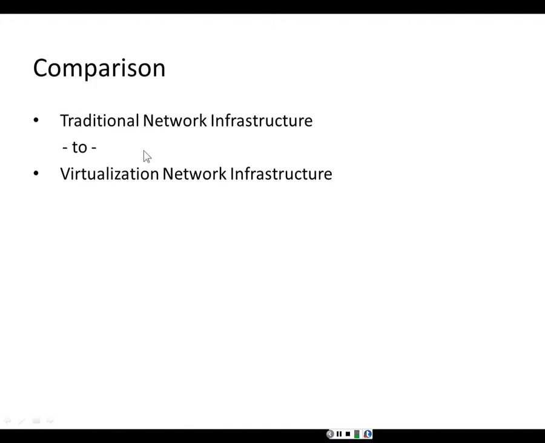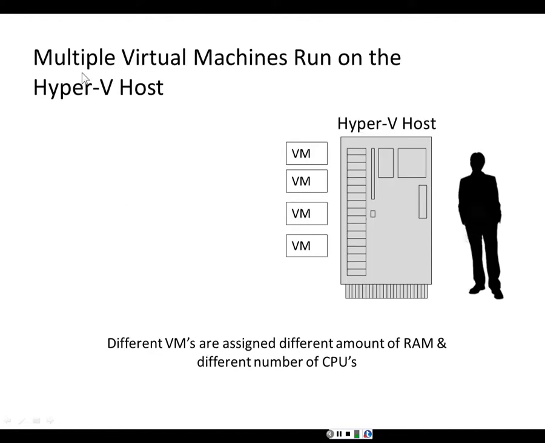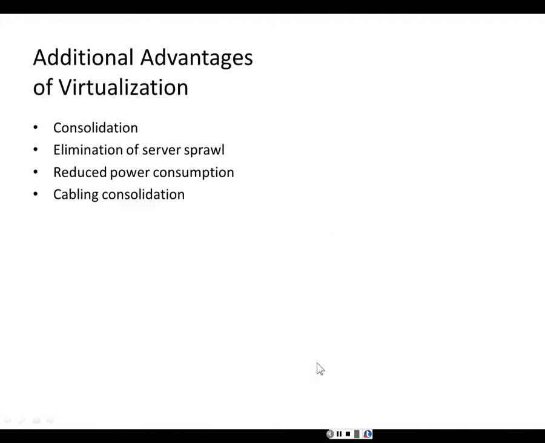Let's do a comparison between the traditional network infrastructure and a virtualized network infrastructure. In a traditional network infrastructure, some of the computers are only operating at 25% capacity and others are totally maxed out. The disadvantage is an inefficient allocation of resources. But if we look at a virtual network infrastructure, we see that we can have multiple virtual machines running on the Hyper-V host, and different virtual machines are assigned different amounts of RAM and a different number of CPUs.